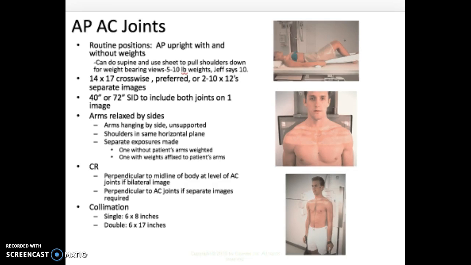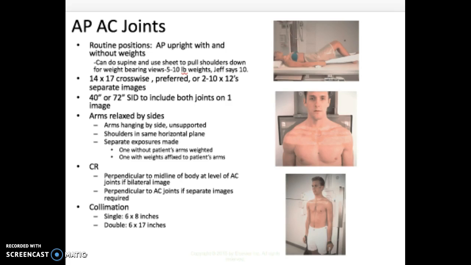AP AC joints, you typically need to do these standing up, but Jeff had a great picture on his PowerPoint that showed how you could do it if you have to do it with the patient laying down. It's creative, but I would guess that it would work pretty well. So you need a 14 by 17. You need to include both AC joints, and they are always, always, always done with and without weights. There's no other way to do them. You wouldn't just do one view by itself without the other, because the radiologist needs to compare the joint spaces.